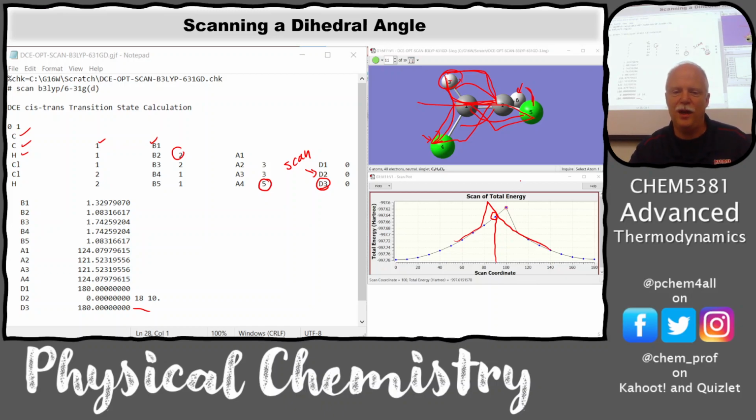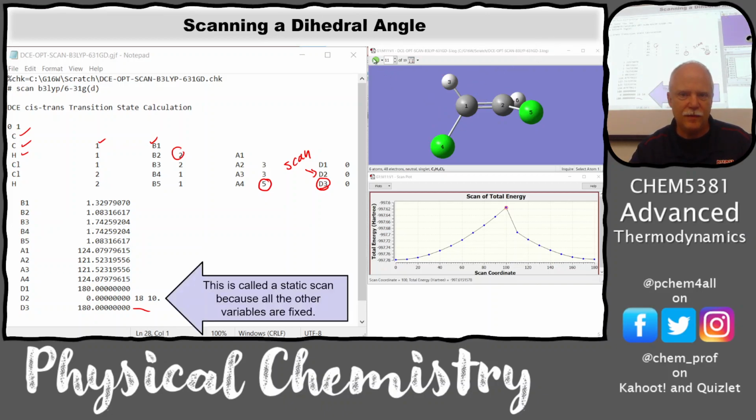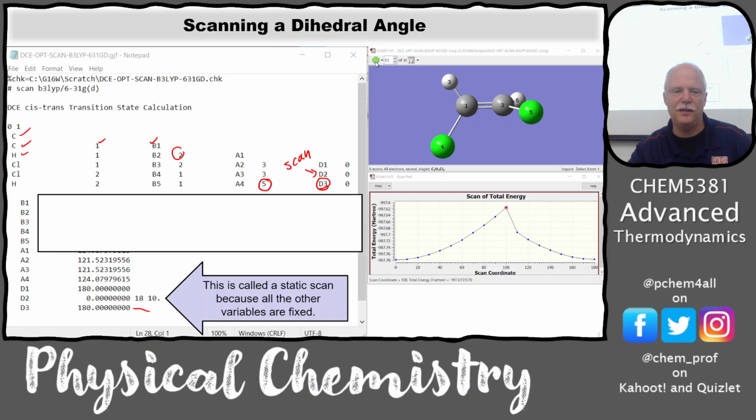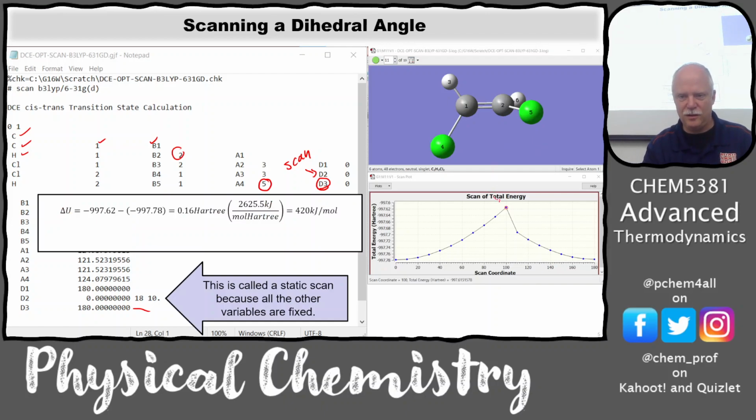But this is a rough plot because, let me erase all of these because I've got a video. Okay. This is fun. Okay. So you see up here, it's called a static scan because all the other variables are fixed. And then we can calculate that barrier. So look at this barrier.